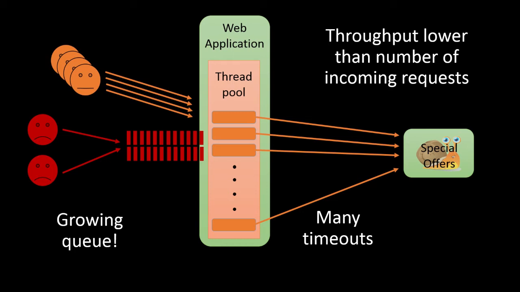So what had happened here? Why did we have a higher load to the special offer service than we had before? Well, it turns out that some developer thought it would be a good idea to put the special offers in the header of every page instead of a separate page. So this increased the load tremendously on this service, which couldn't handle that load and didn't respond anymore. Seemed like an innocent change at the time, but it brought down our entire system.